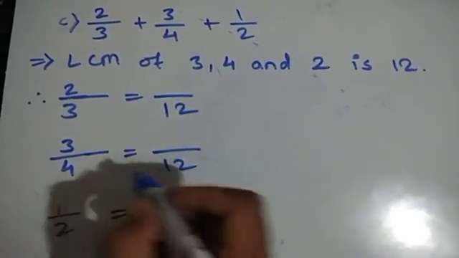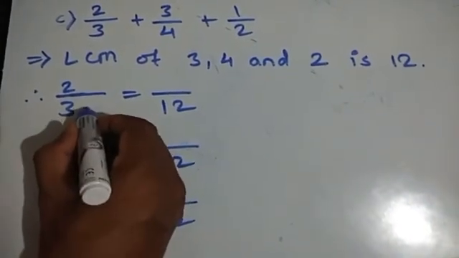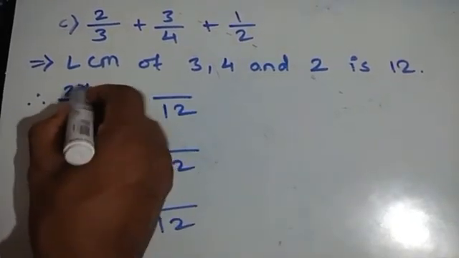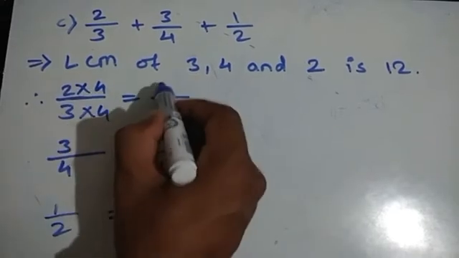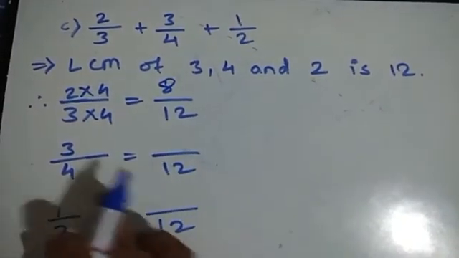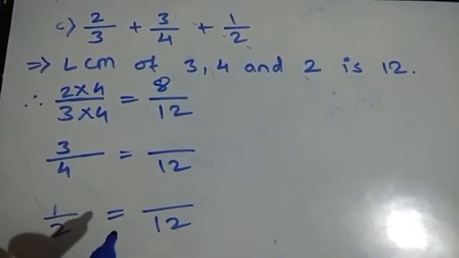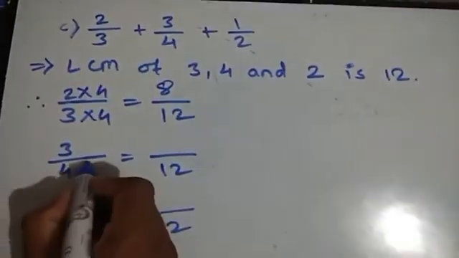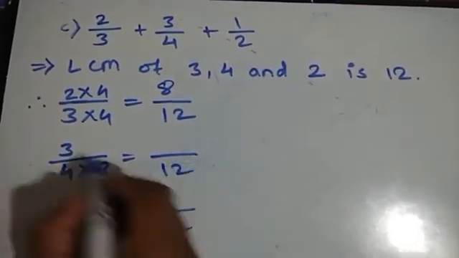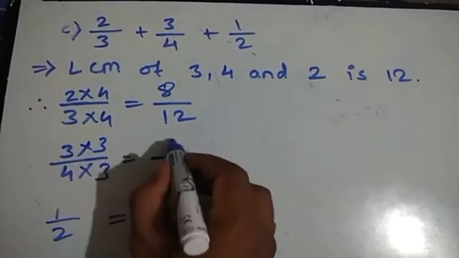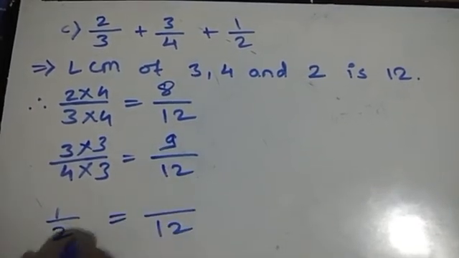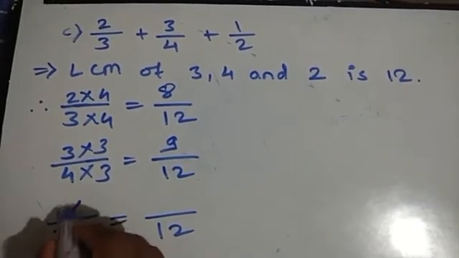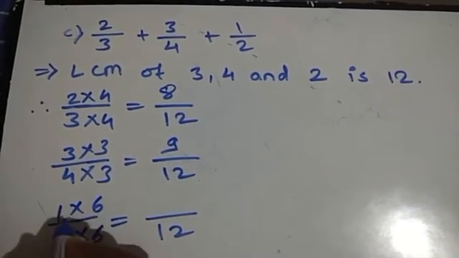So by which number shall I multiply this 3? I will multiply by 4. So 3 4s are 12. So multiply here also by 4. So it will become 2 4s are 8. Now in the same way, this fraction also we will convert to its equivalent fraction with the denominator equal to the LCM. So multiply by 3. 4 3s are 12. Here also multiply by 3. 3 3s are 9. In the same way, this fraction also, see here, 1 upon 2. Multiply by 6. 2 6s are 12. Here also multiply by 6. This will become 1 multiplied by 6, 6.